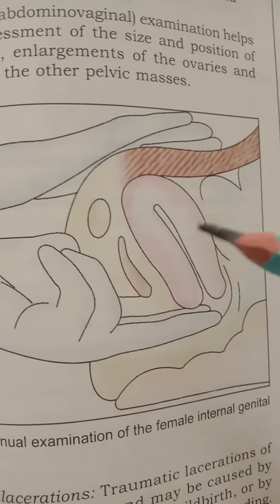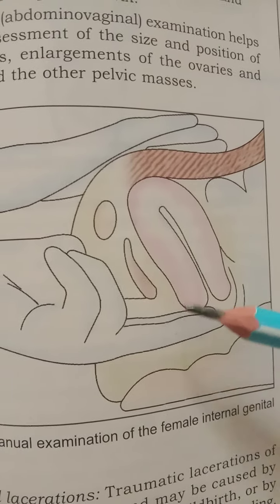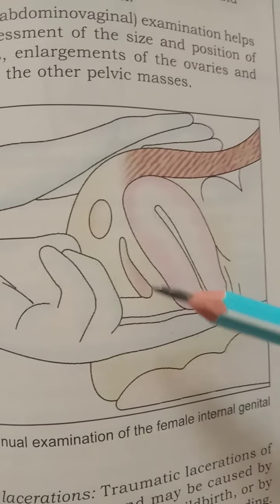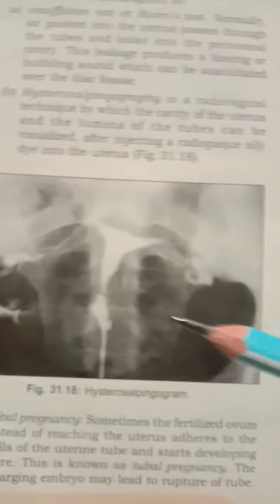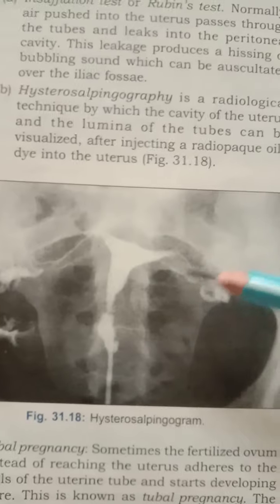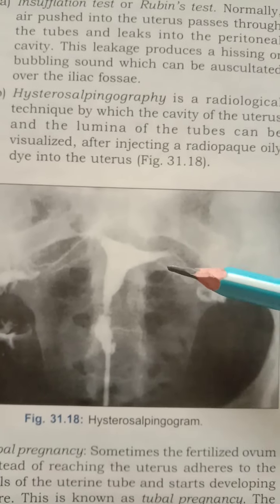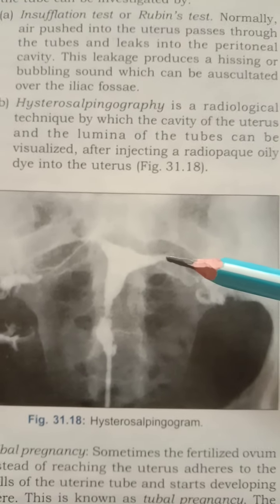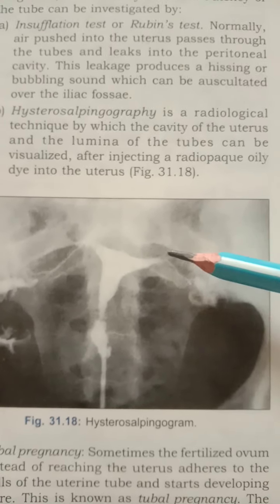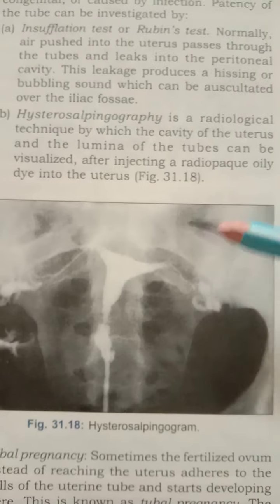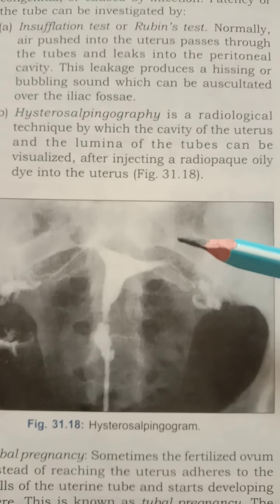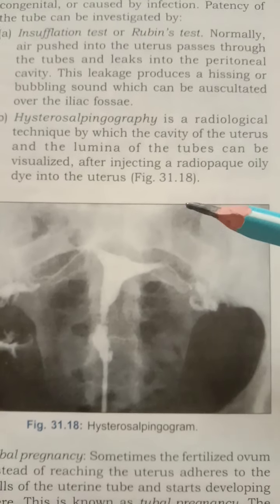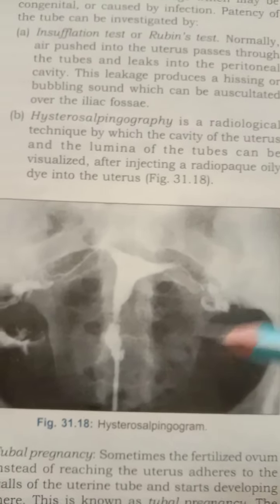The patency of the tube is tested by two tests. First is called Rubin's test. Here you can see the image. In this, air is pushed into the uterus, and if the tube is patent, the air leaks into the peritoneal cavity, and the leakage of the air produces a hissing or bubbling sound which can be heard by a stethoscope over the iliac fossa.